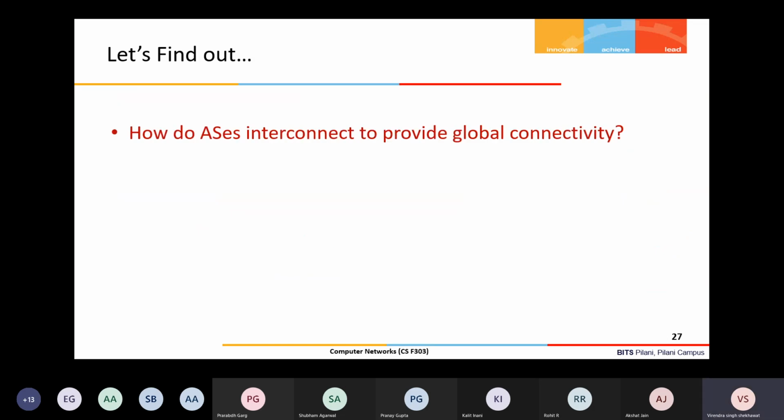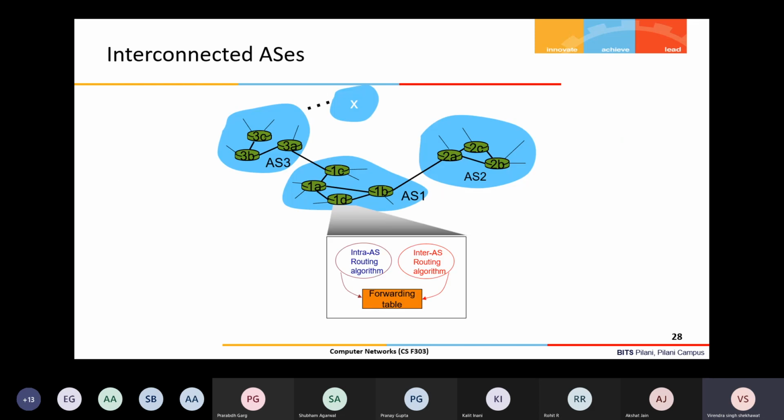So next is how do these ASes interconnect to provide global connectivity, how does routing information get exchanged, and the most important question is which routing algorithm we should use. Can we use the routing algorithms that we have already discussed with respect to intra-domain routing? That we need to figure out.